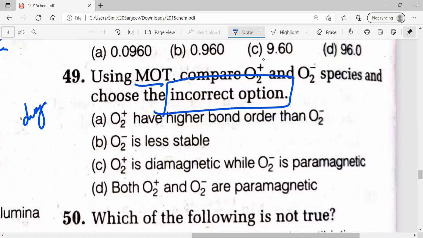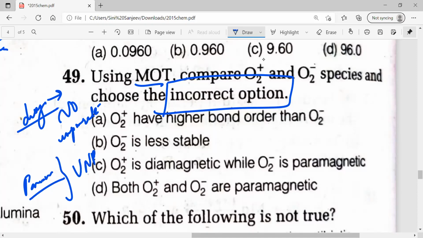Diamagnetic, in the sense, what does dia mean? No unpaired electrons. Correct? Paramagnetic, presence of unpaired electrons.